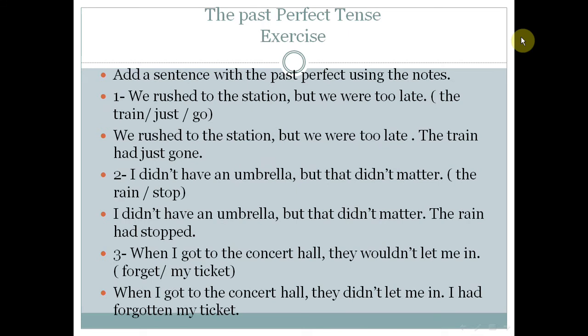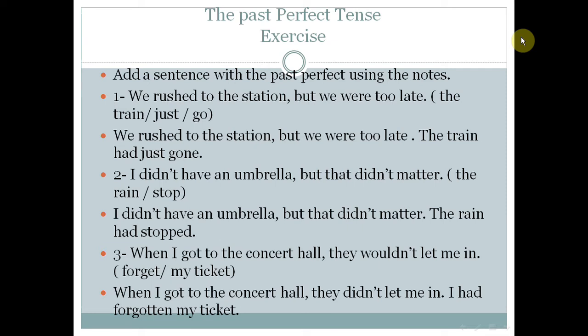Here we have an exercise. Add a sentence with the past perfect using the notes between brackets, of course. Number 1. We rushed to the station, but we were too late. Between brackets, the train just go. So we need to complete these sentences by using the words between brackets, and we are going to put the words in the past perfect.